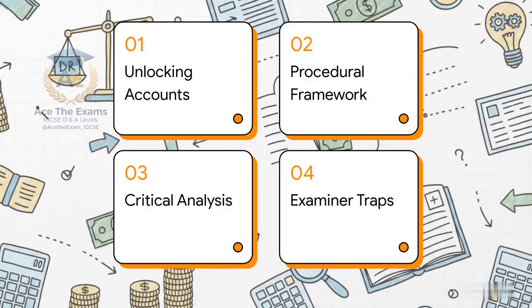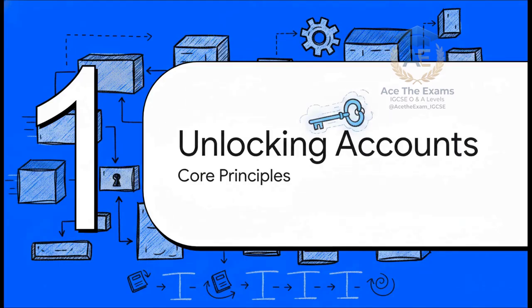Here is our structural blueprint for today's masterclass. First, unlocking control accounts. Second, the procedural framework. Third, critical analysis. And finally, surviving examiner traps. Let's move right into section 1, unlocking control accounts, core principles.